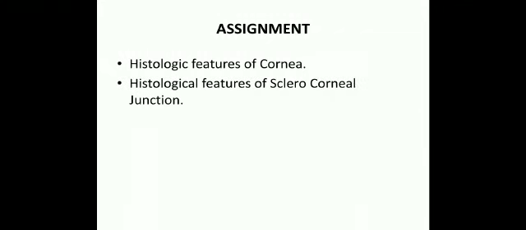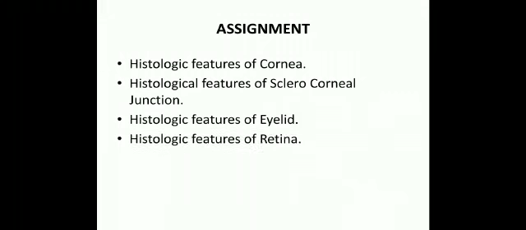The questions for assignment: histological features of cornea, histological features of sclerocorneal junction, histological features of eyelid, histological features of retina, and histological features of optic nerve. For the short answers you can draw only the histological diagrams, but for short essays you need to explain in detail the microscopic picture of each.